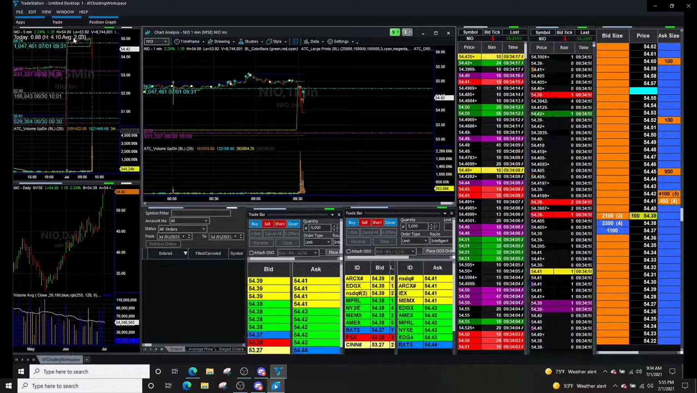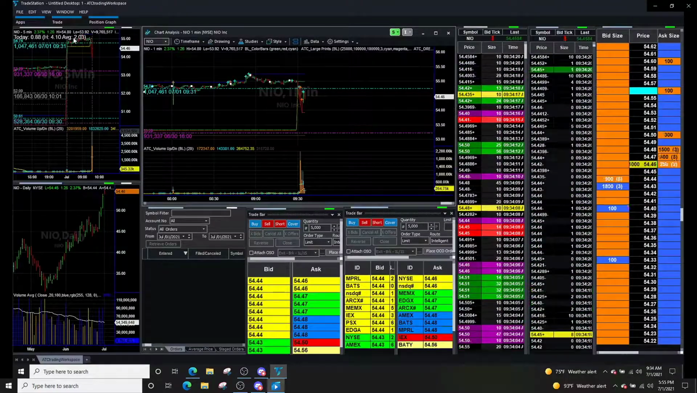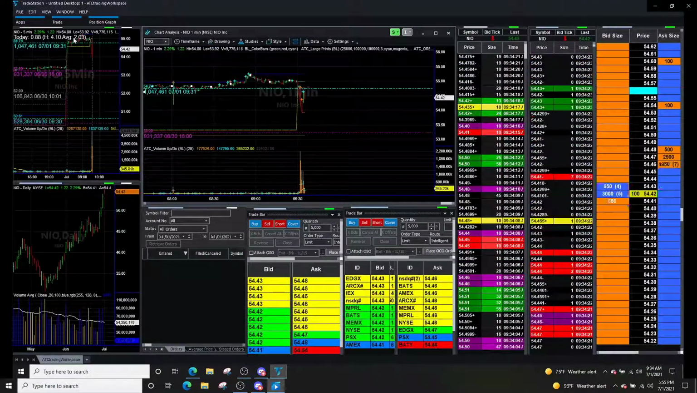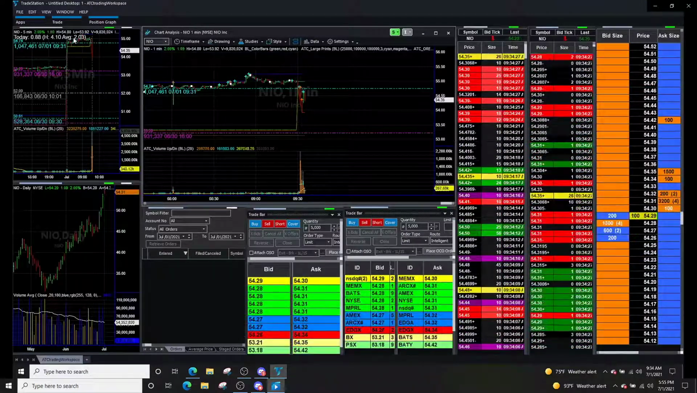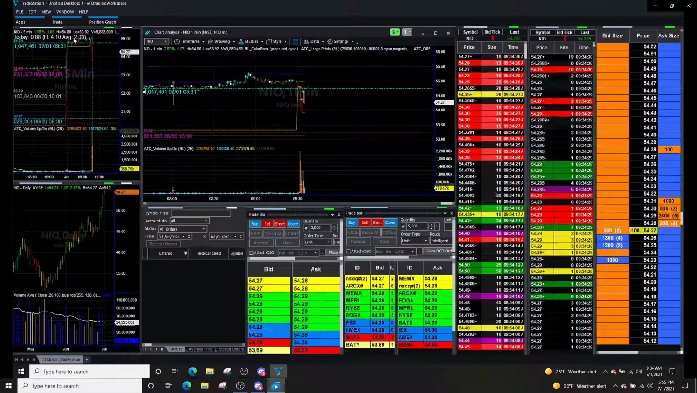Should it go lower than 54? Yeah, really should hit that print line closer to 53, but just knowing how much was at 54, most likely we're going to print again. So we're going to have to reevaluate our short.